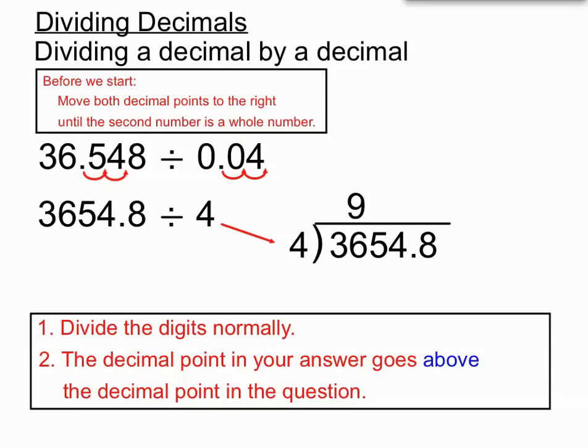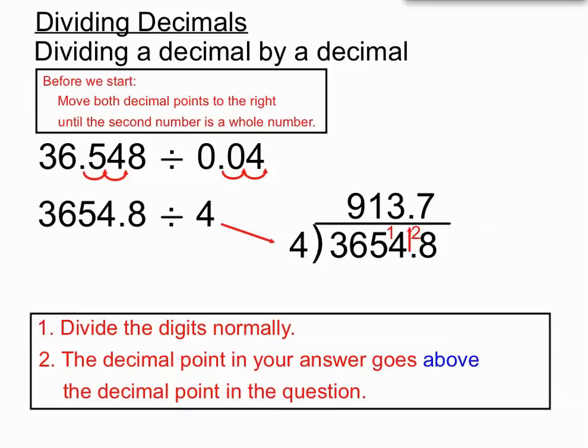Now 4 into that next 5 goes once with one remainder. 4 into 14 goes 3 times with a 2 remainder. Now as far as we've got up to where the decimal point is in our question, and the decimal point in our answer goes above where the decimal point is in the question, so we'll just make sure we don't forget to pop that in there. And then the last bit, 4 into 28 goes 7 times.